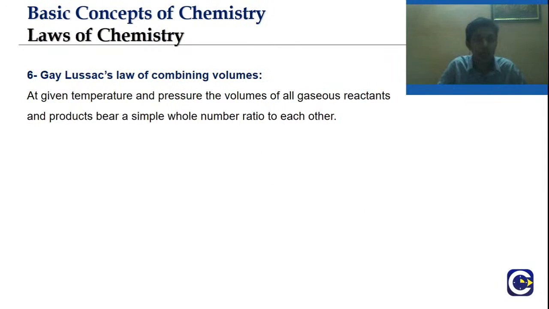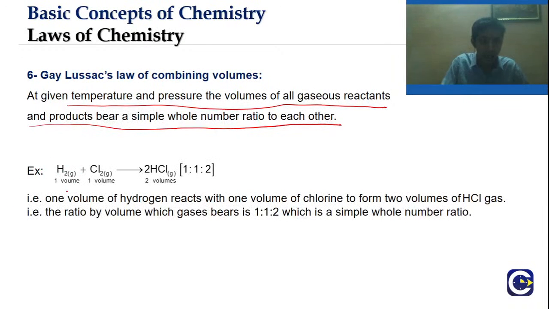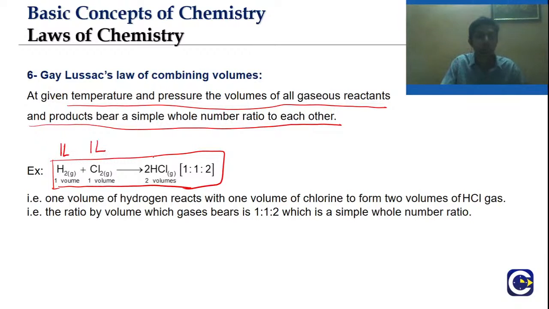Next one is Gay-Lussac's law of combining volumes. At given temperature and pressure, the volumes of all gaseous reactants and products bear a simple whole number ratio to each other. So what does that mean? Say I have this example, H2 plus Cl2 gives 2 HCl. What does this equation imply? Gay-Lussac's law says that if you take 1 liter of H2 and 1 liter of Cl2, you will get 2 liters of HCl, provided all are gaseous. So that is Gay-Lussac's law of combining volumes.